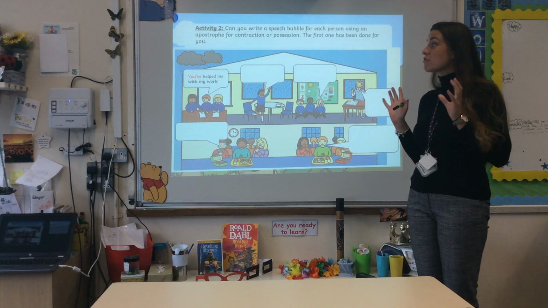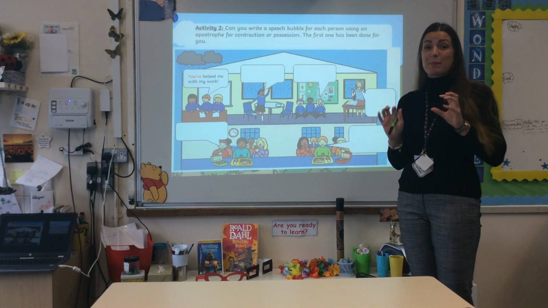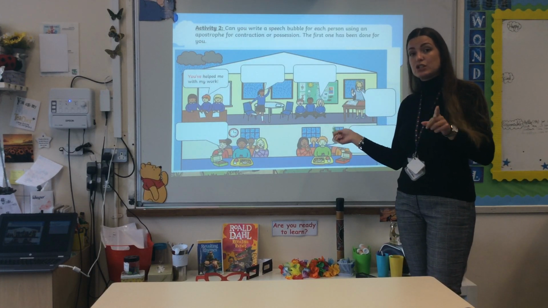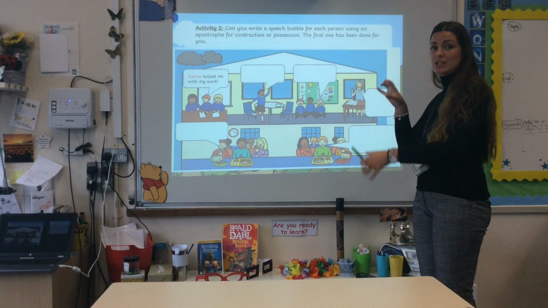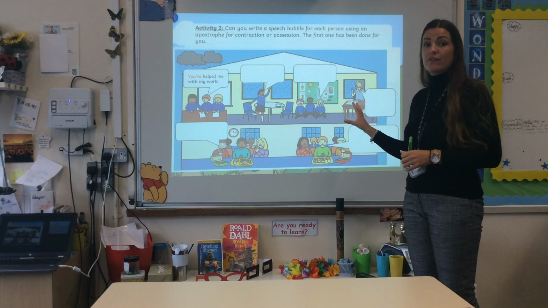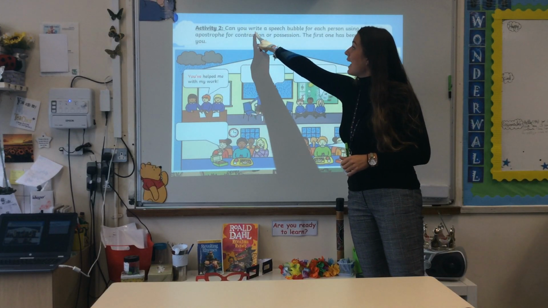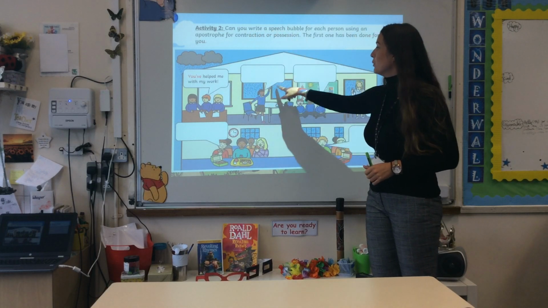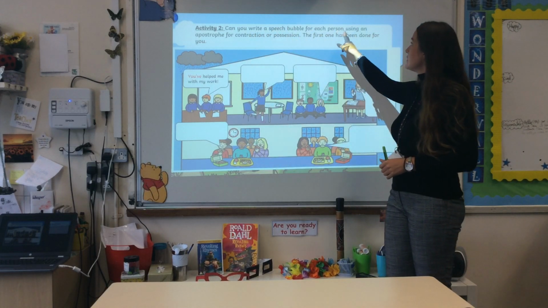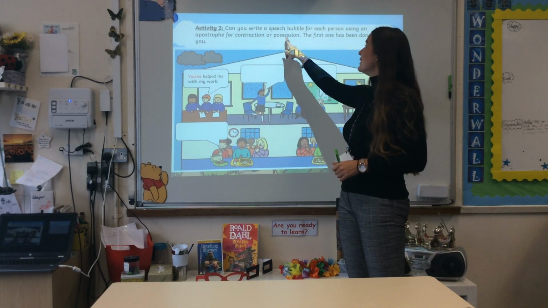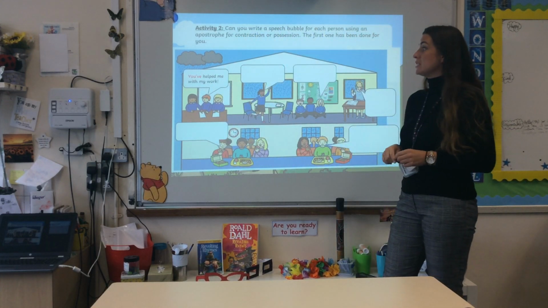Now we've got a grammar bit today, so it's on our spellings. And I've chosen to look through activity 2 with you because I thought it would be quite good for me to demonstrate actually what I'm looking for with this task. So I'm just going to read the instructions. It says, can you write a speech bubble, which is one of these, for each person using an apostrophe for contraction or possession? The first one has been done for you.